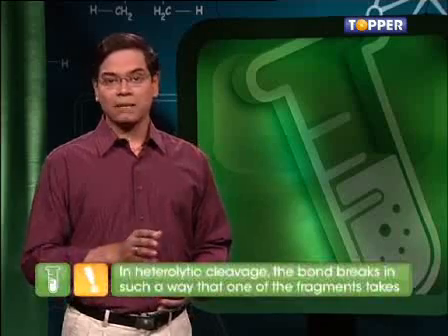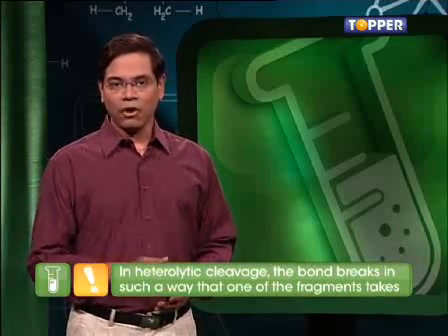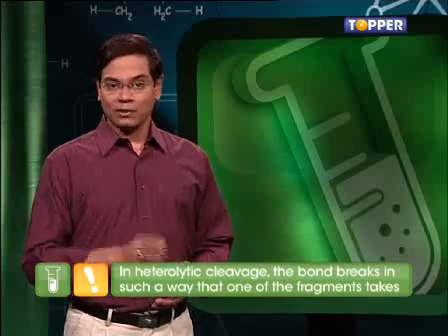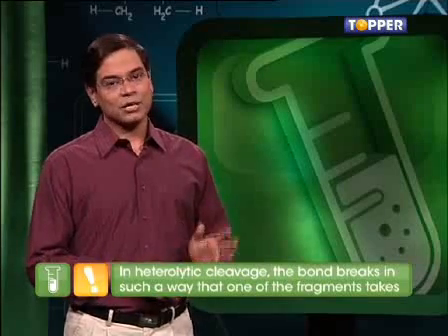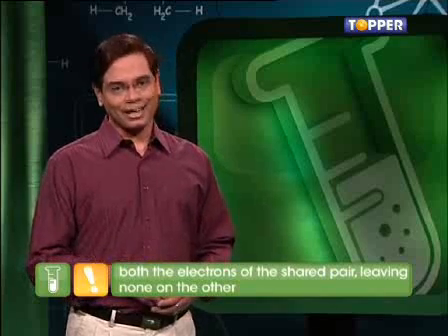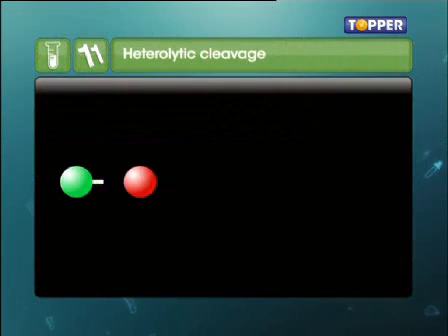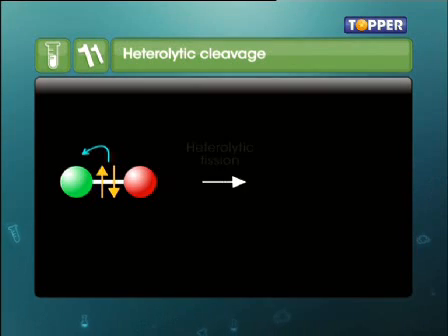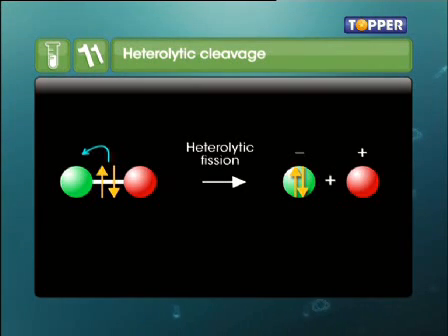After studying homolytic cleavage and free radicals, let us now move on to heterolytic cleavage. In this type of cleavage, the covalent bond breaks in such a way that one of the fragments takes both the electrons of the shared pair, leaving none on the other. Heterolytic cleavage is unsymmetrical and results in the formation of two charged particles.